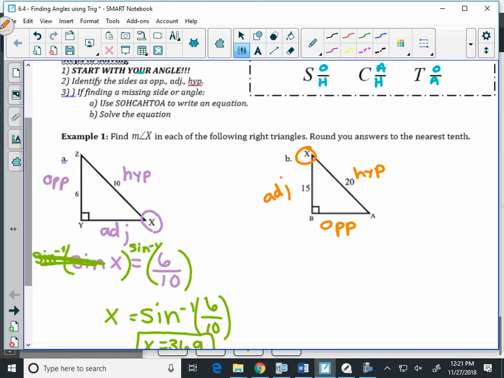Look at SOHCAHTOA based off the sides that have info. Which one am I using? Which stands for cosine. Good, we're going to use cosine. Of our angle, again, our angle is x. That's what we're trying to find. Equals adjacent over the hypotenuse. Cosine. A over h. Again, our angle is missing. It's not a curve, so what do we have to use?